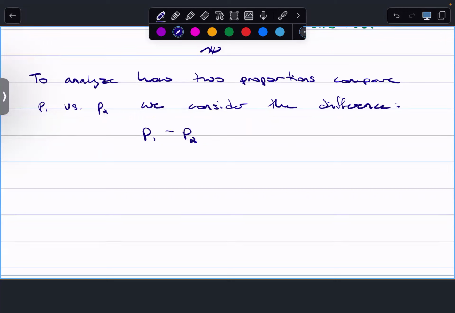You could do P2 minus P1 if you want. The 1 and 2 assignment is arbitrary. You just have to stay consistent in your formulas later. As long as you're consistent, it doesn't matter, right? If P1 is less than P2, then P1 minus P2 gives you a negative, so it's centered around a negative value. If P1 is greater than P2, then P1 minus P2 gives you a positive value, but the distance between them is going to be the same. And so then your interval is just going to swap, okay?